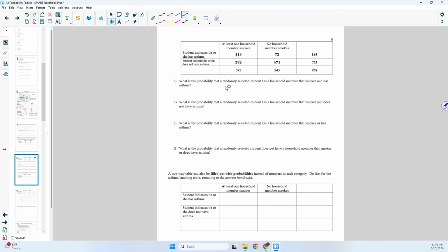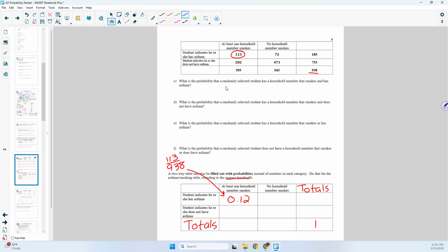When we fill out those numbers, first off, the total probability in both of my totals columns is always the number 1. The rest of the probabilities we find by taking a specific cell and dividing by the total, as we would if we were finding probability like we did at the top of the page. So 113 divided by 938 goes in this cell, and to the nearest hundredth, that number comes out to 0.12.